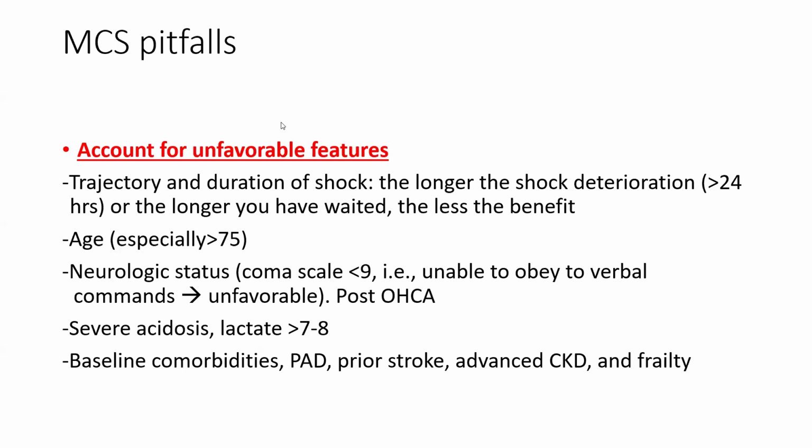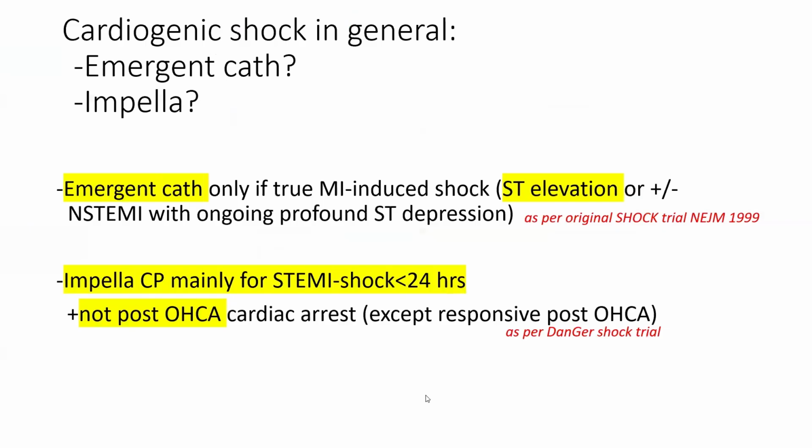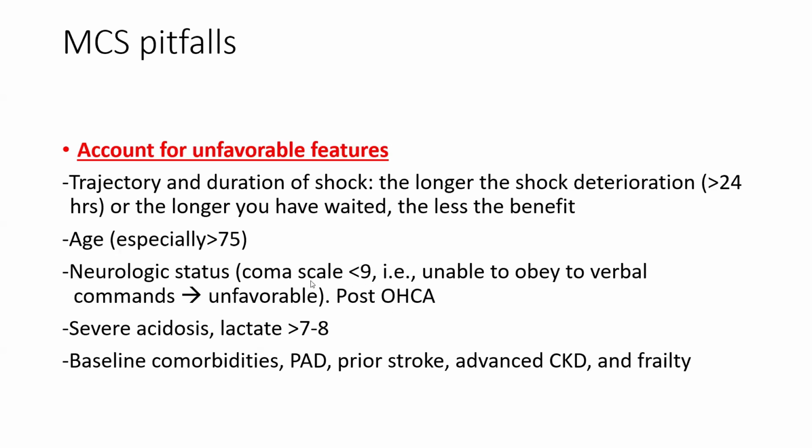And whenever you think of any MCS, Impella or other, account for unfavorable features. Duration of shock: the longer the shock has been deteriorating, over 24 hours, or the longer you have waited, you slept on it, the less the benefit, unfortunately. Older age. Neurologic status, especially coma scale less than 9, unable to obey verbal commands, unfavorable prognosis. Post out-of-hospital cardiac arrest, unfavorable prognosis. Severe acidosis, lactate more than 8-10, and baseline comorbidity: advanced PAD, prior strokes, advanced CKD, frailty. The more you have of those, the more you're on the right-hand side of that U-shaped curve, and the less likely you want to be aggressive with mechanical circulatory support. No one of those features by itself excludes the patient from aggressive management, but I think the more you have of them, the less likely you are to be aggressive in your management.